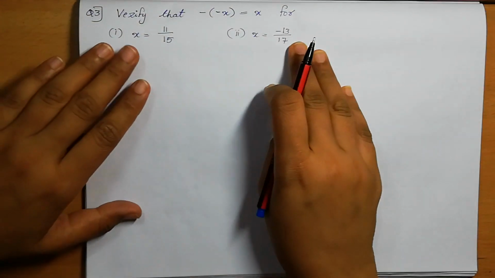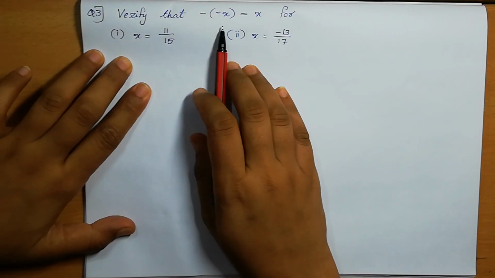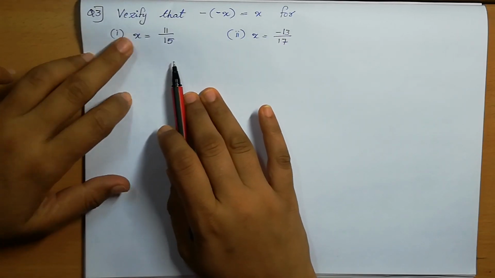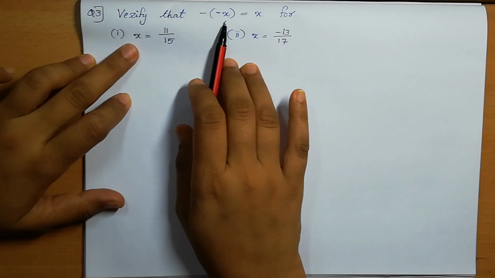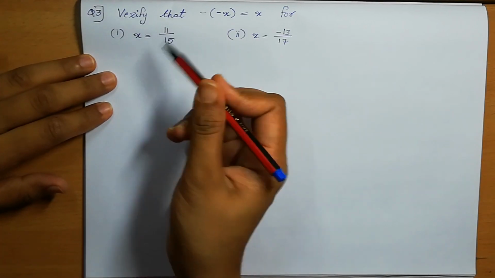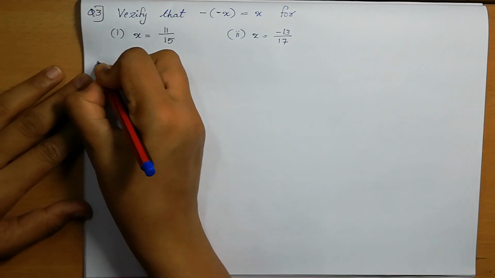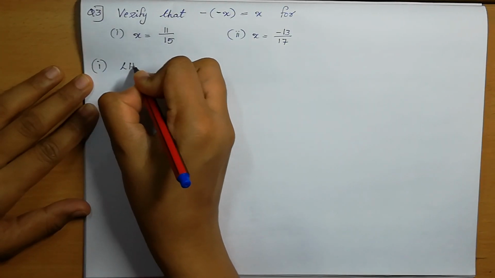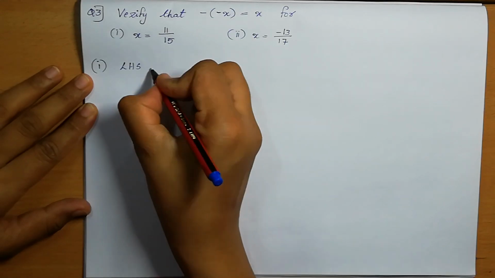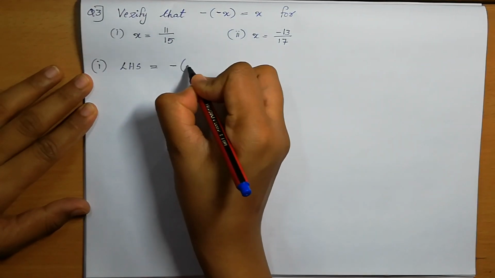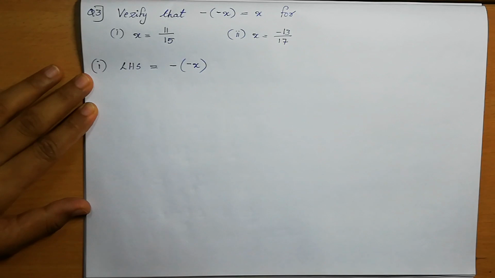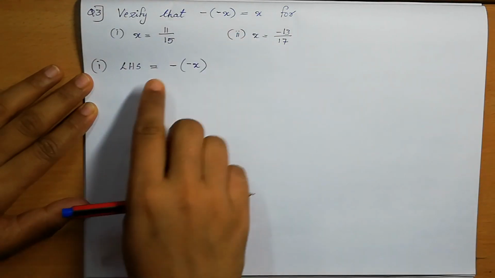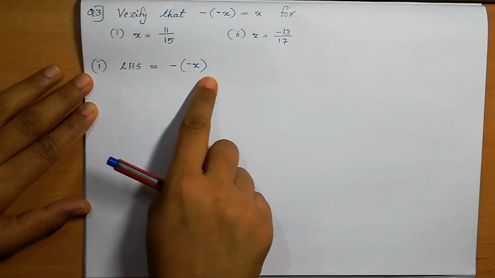Question number 3. Verify that minus of minus x equal to x for x equal to 11 by 15. So when substitute the value of x in this equation and verify. Okay. First we can verify. So what is the LHS? Left hand side. LHS is equal to minus of minus x. LHS is equal to RHS we will get means what? This is verified. Correct.